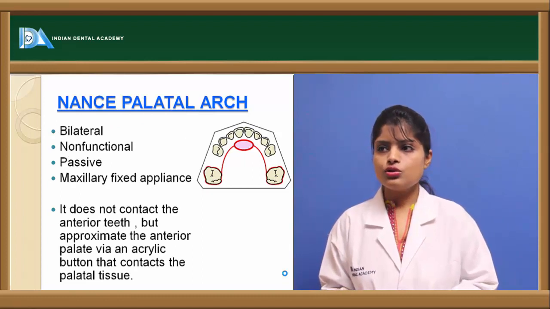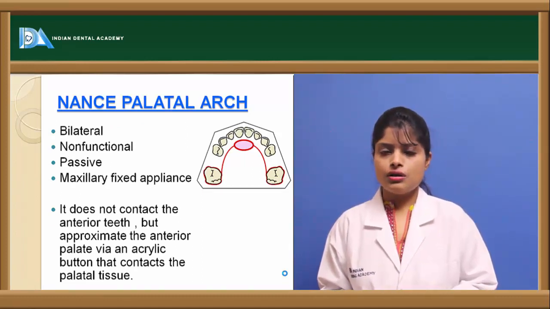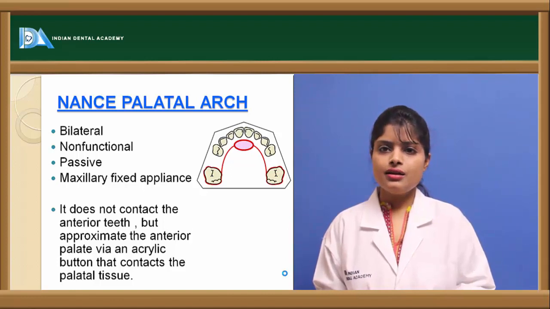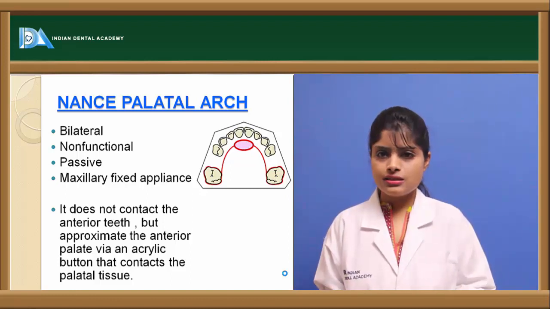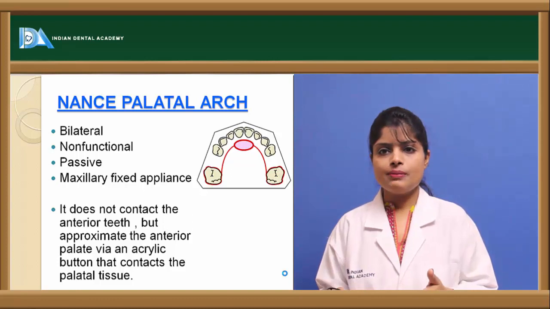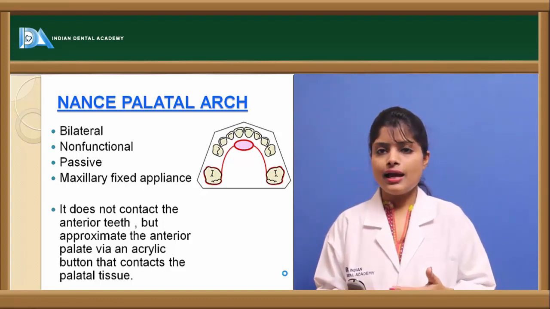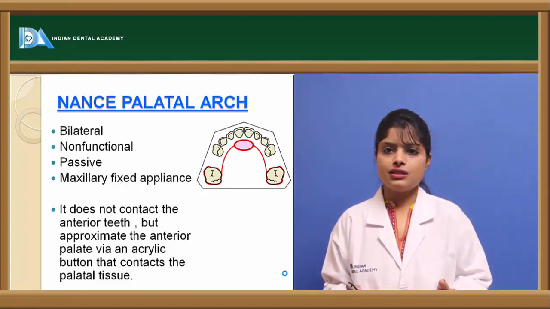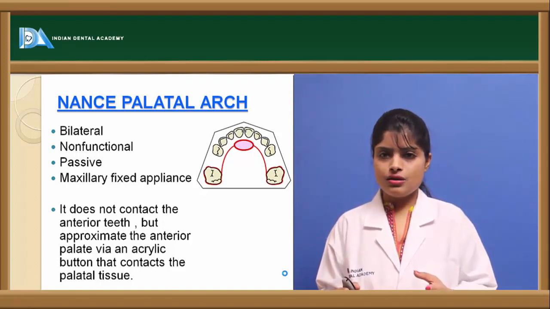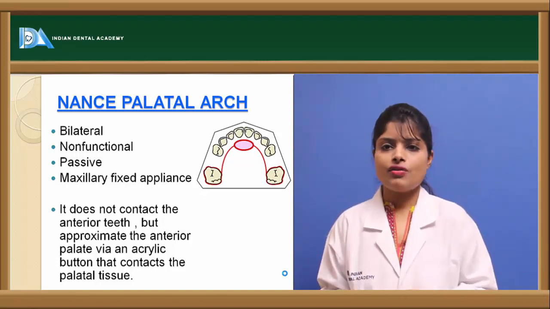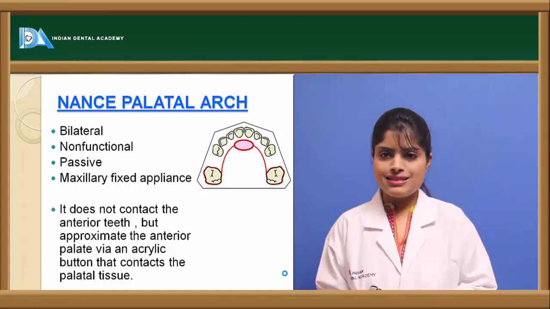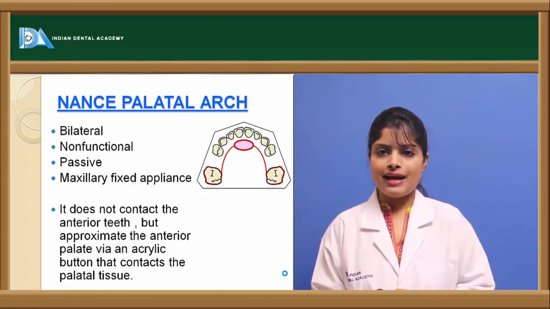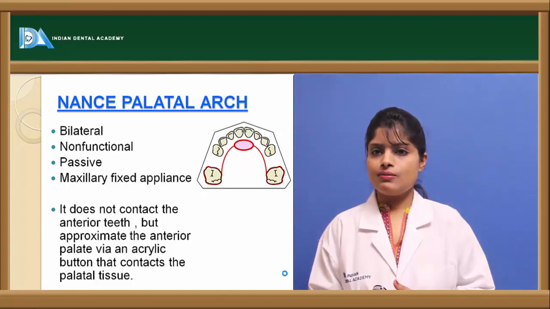Now coming over to the Nance palatal arch. The Nance palatal arch is basically a bilateral type of appliance which can be used in the multiple loss of bilateral teeth. It is a non-functional appliance that does not cause any tooth to move in the oral cavity. It is a passive appliance. It will not restore the masticatory function, and it is used in the maxillary arch. Basically, it is a fixed type of appliance which is fixed to the arch by means of bands.